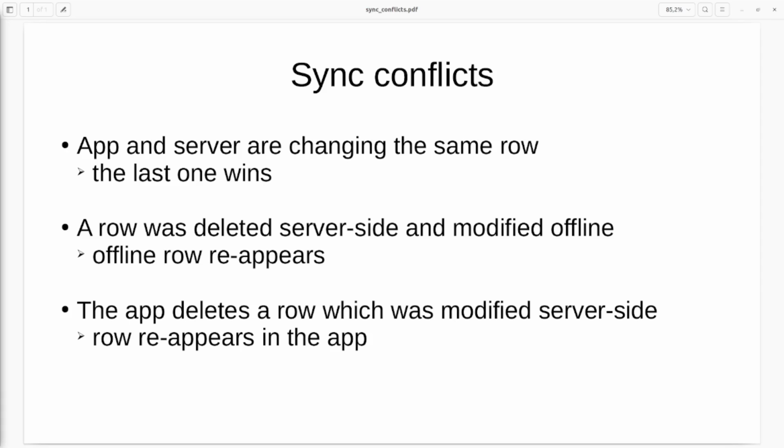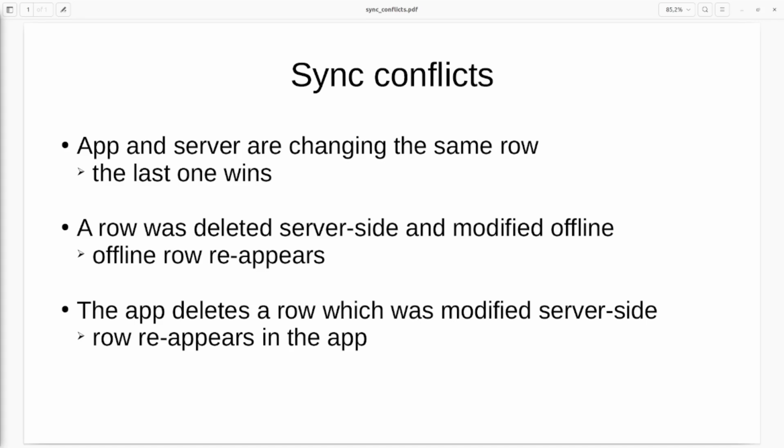But what happens if we get into sync conflicts? Imagine app and server are changing the same row. Then the last one wins. That means if we want to sync, the uploaded row will override the last server-side change. For delete conflicts, the deleted row will just reappear.